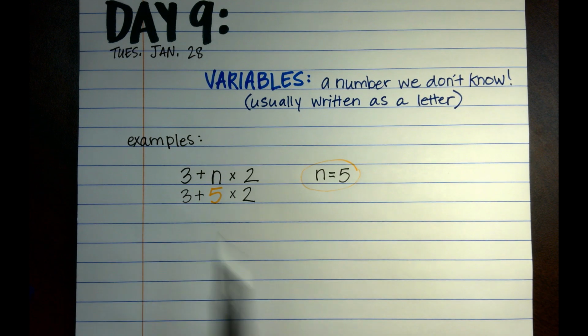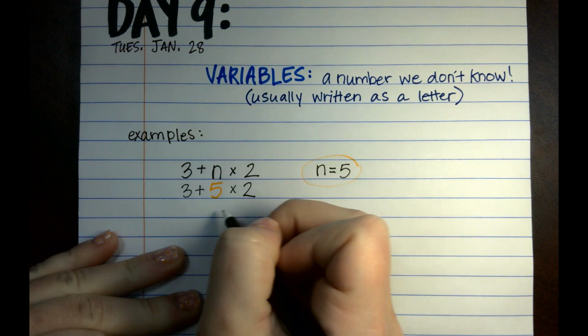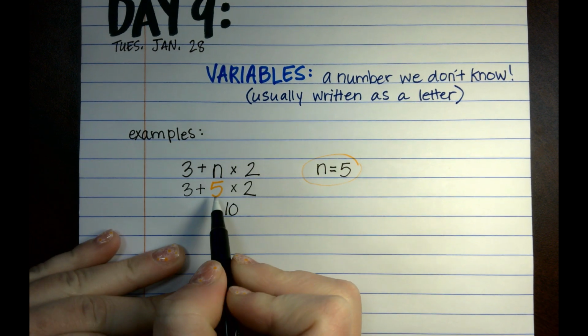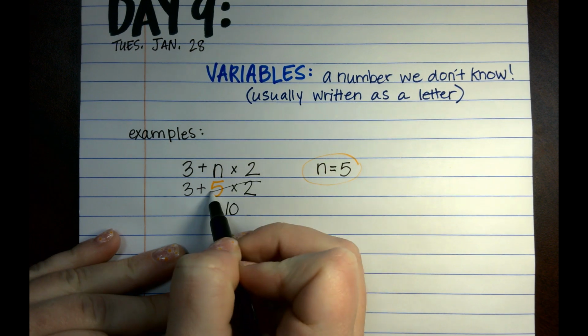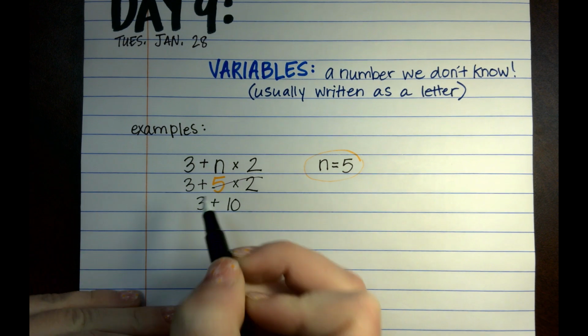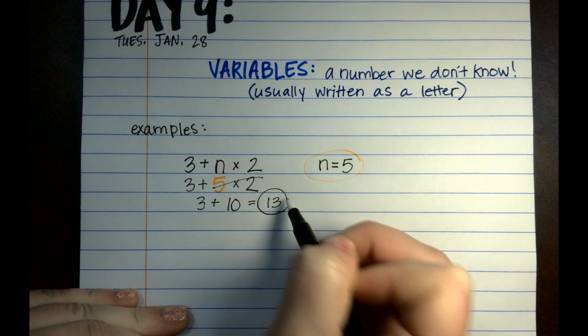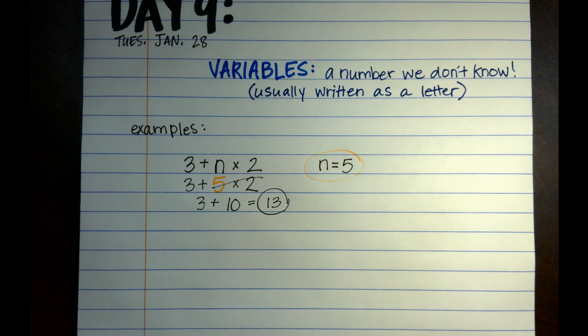Perfect. So how'd you find out it was 13? Because you take 5 times 2. 10 plus 3 is 13. Perfect. First we would do 5 times 2, which is 10. We still have 3 plus 10. And 3 plus 10 is 13. Very good. Yes, it all comes together.